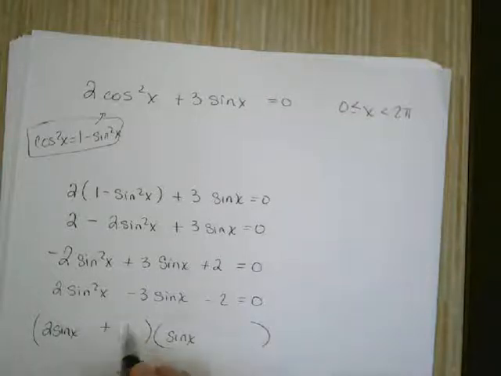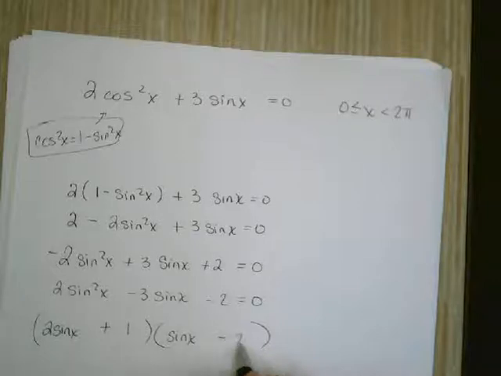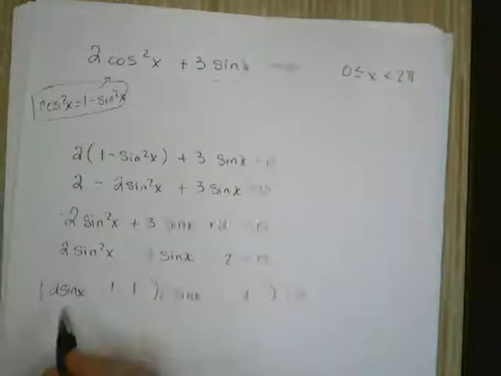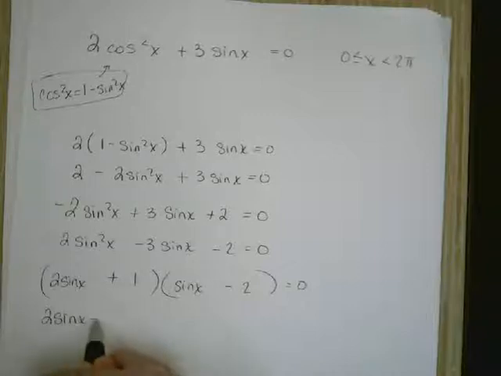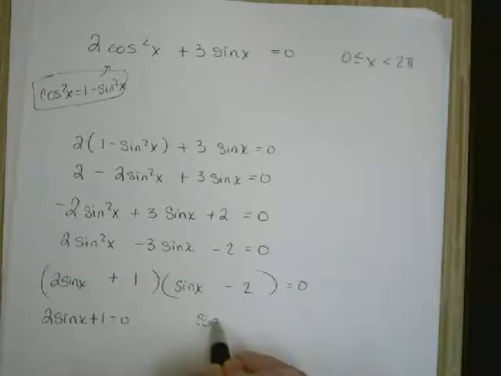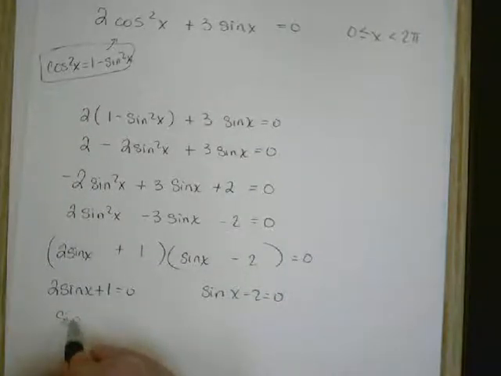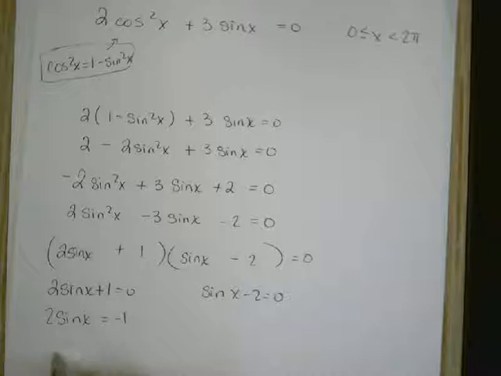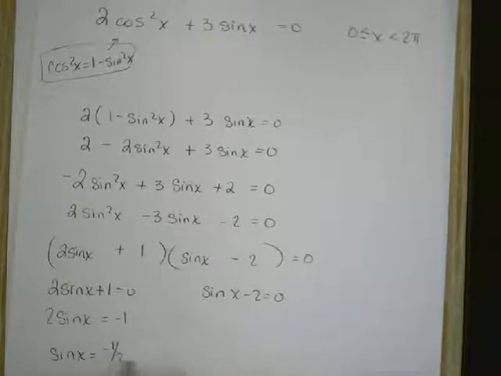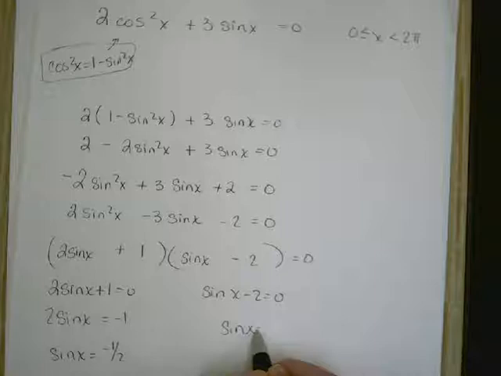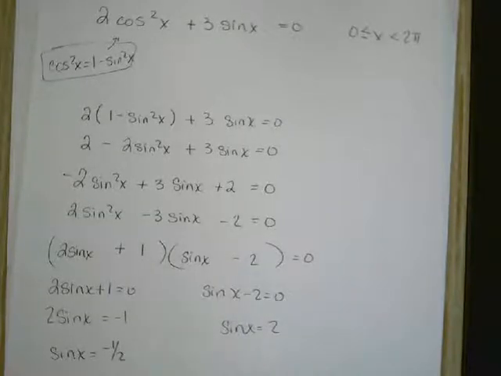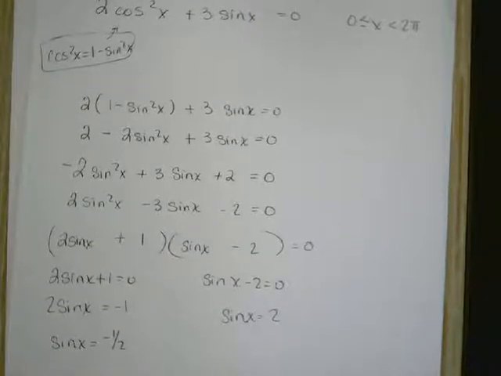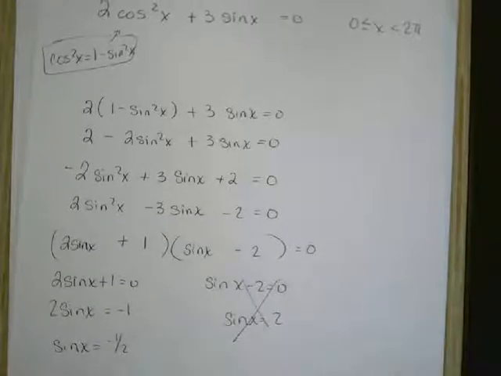The method that's going to work is for us to put plus 1 there and minus 2 there. Then we break these apart. 2 times the sine of x plus 1 could be 0, or the sine of x minus 2 could be 0. Solving for sine, 2 times the sine is negative 1, so sine of x is negative 1/2. Sine of x is equal to 2 has no solution, because we know sine can never be greater than 1. So my answer is sine is negative 1/2.